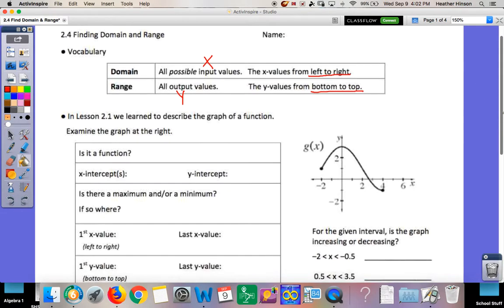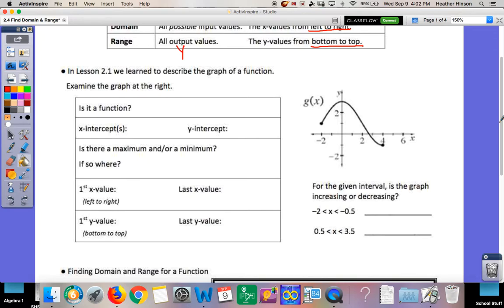So when we're looking at domain and range, a lot of times your first question is going to be, is it a function? As y'all learned in the last lesson, a function has to pass that vertical line test. So if I were to draw a line anywhere on this graph, does it hit the line more than once? Well, every single one of these lines only hits it one time, so this is a function. So we'll just put yes.